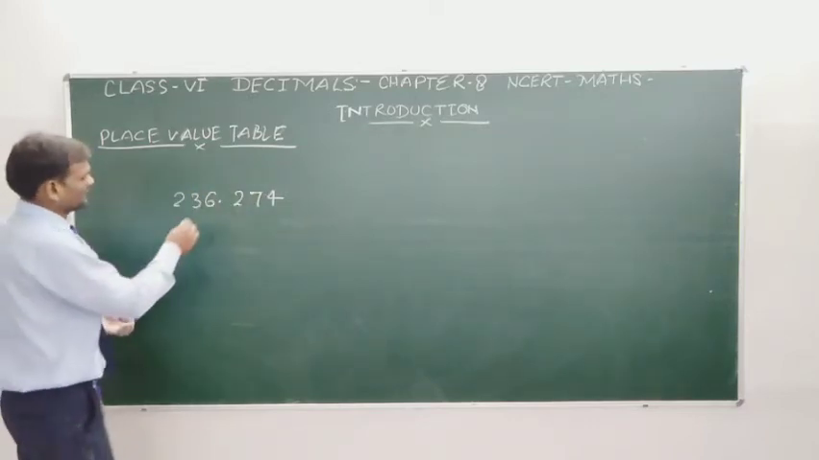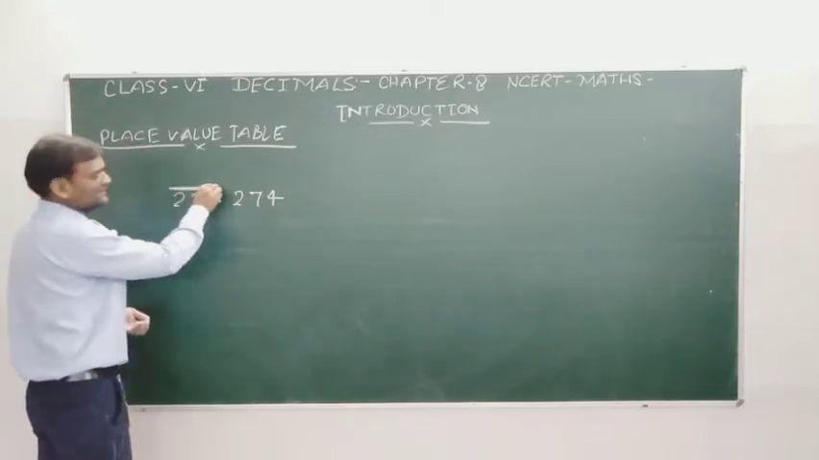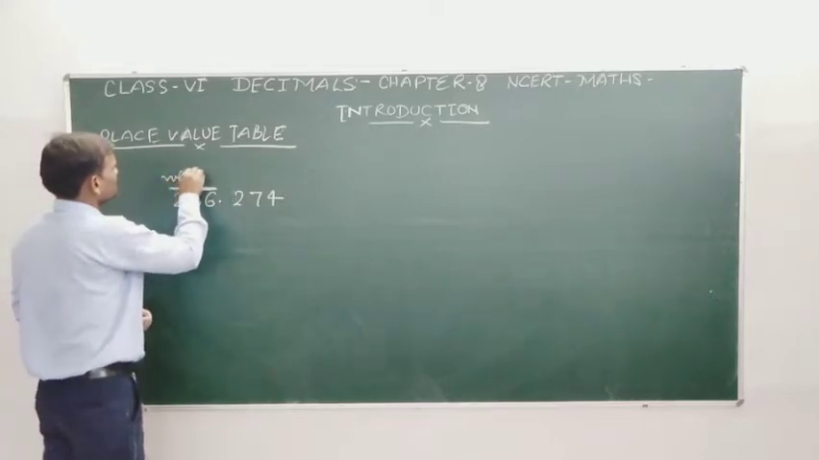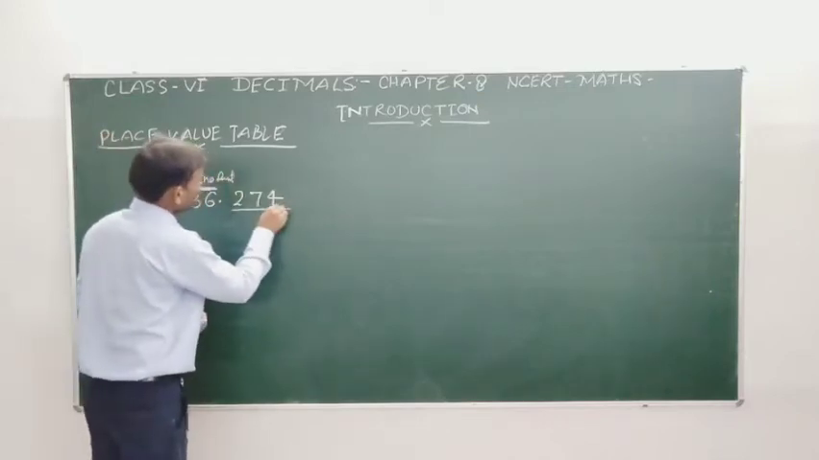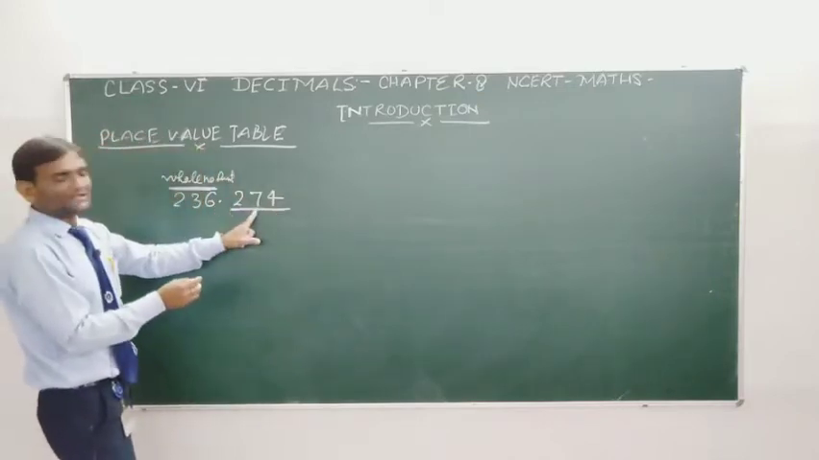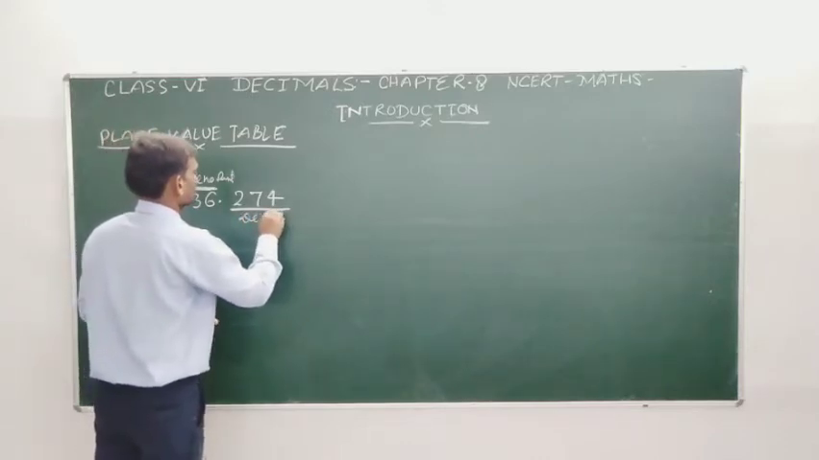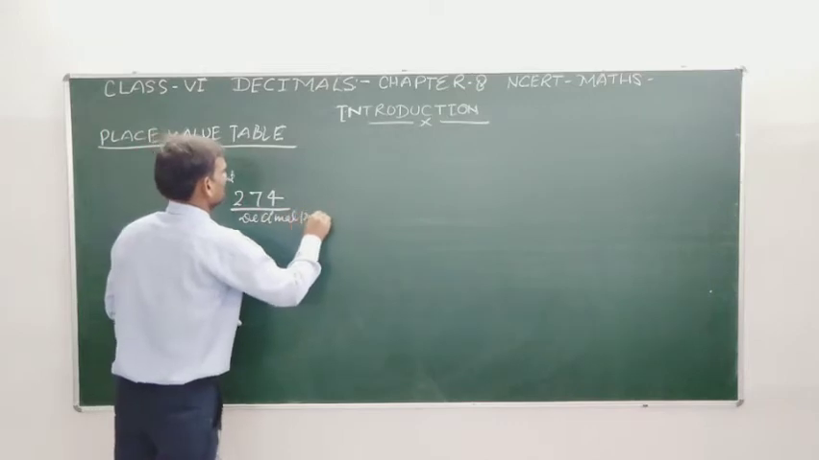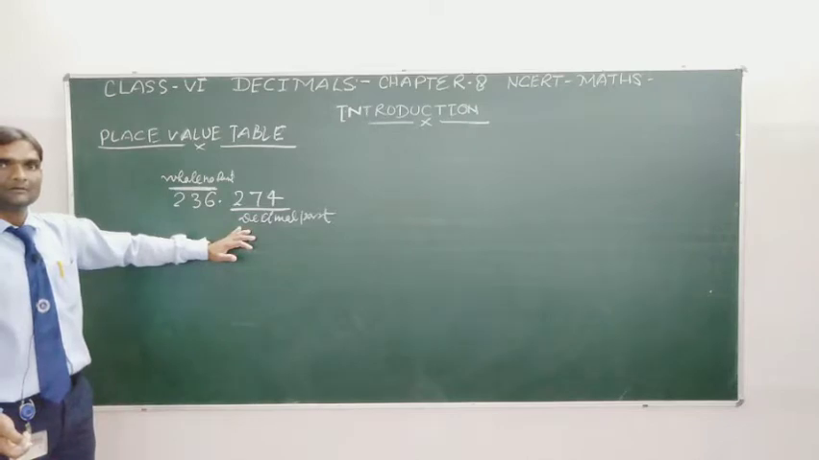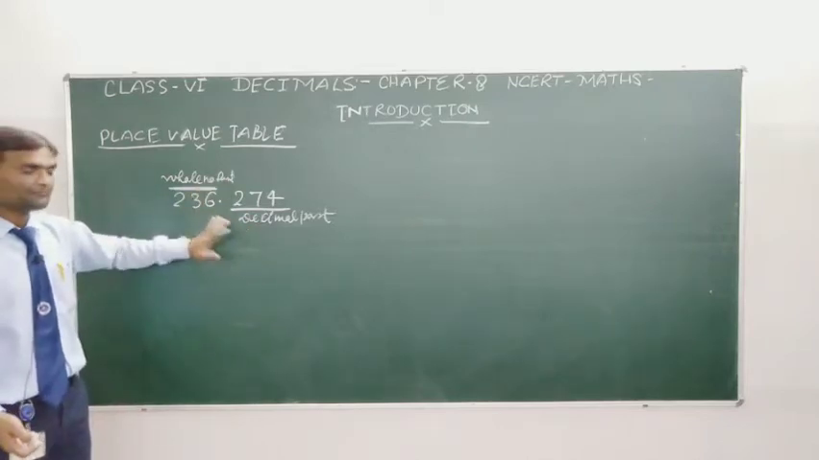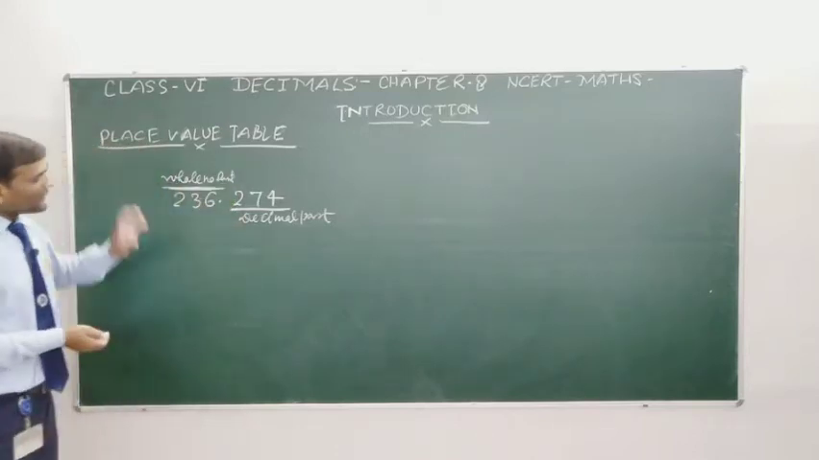And you know, student, that the number which we write before the decimal point is called the whole number part. And the number which we write after the decimal point is called the decimal part, or fractional part. This thing is clear?